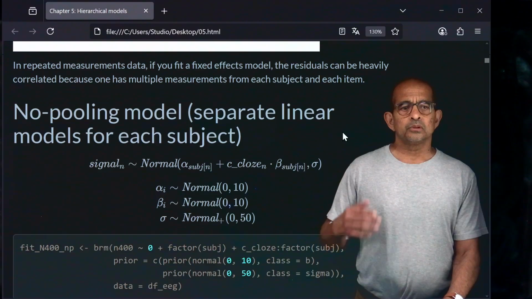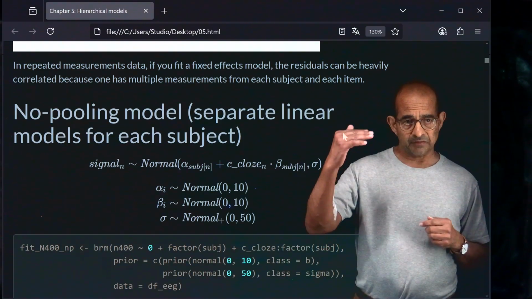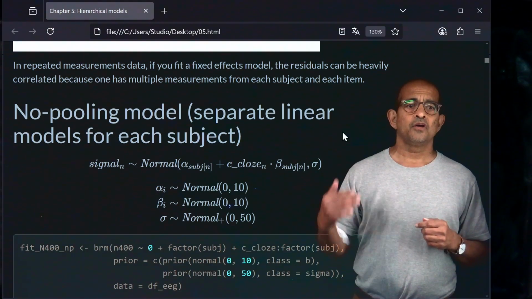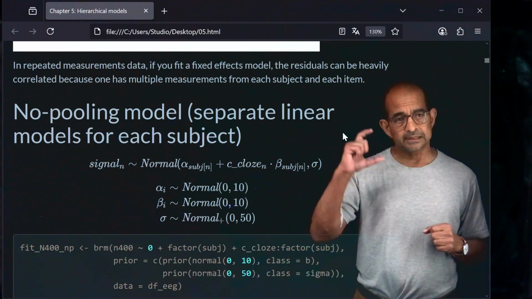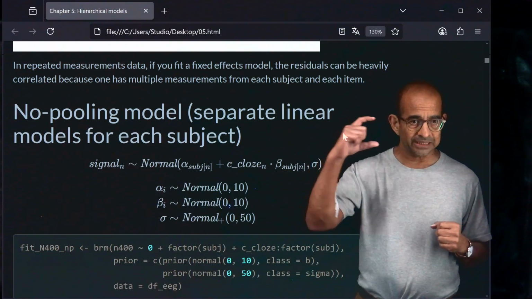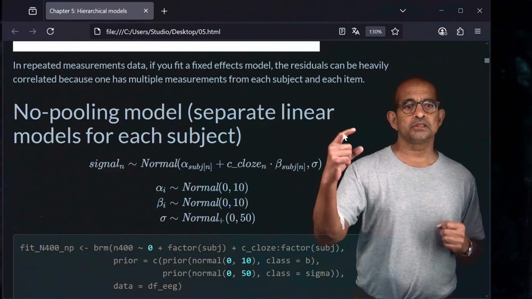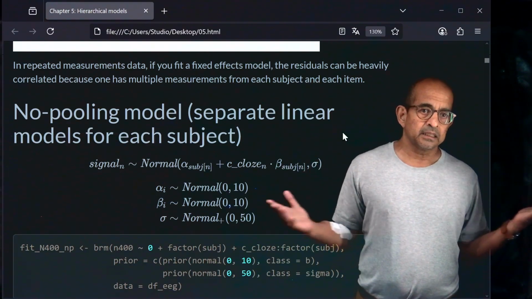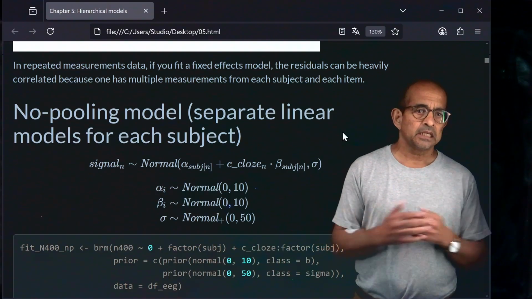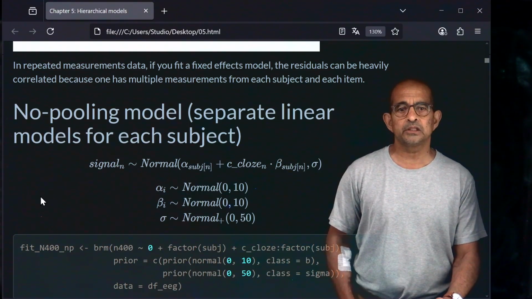Now you could go to the other extreme. So in this data, what we have is multiple measurements from multiple subjects. So what you could do is take the data of each subject independently, fit a linear model on each of the subject's data, and then compute. If you have, let's say 50 subjects, then you would have 50 linear models that you would fit. Okay, so this is what we are doing here.